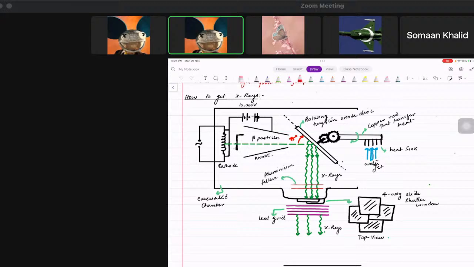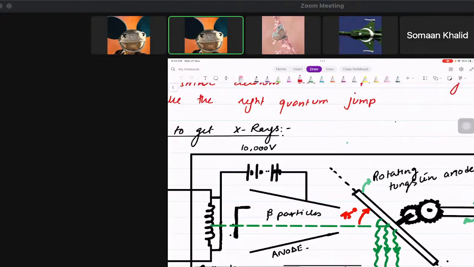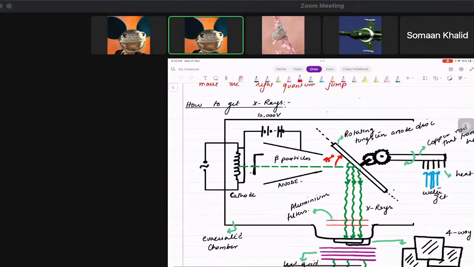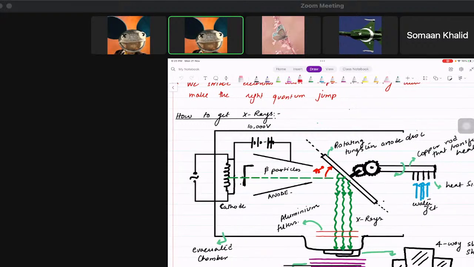If you see, there is an electron gun at a very high voltage, like 10,000, given to it. There's an evacuated chamber, and the electrons are released through thermionic emission, which means the coil is heated up and the electrons are released. They are turned into a stream or a beam of electrons by using a cathode and anode, like you can see right now.